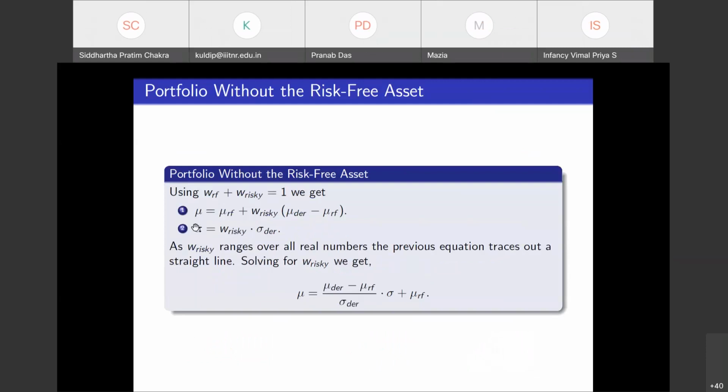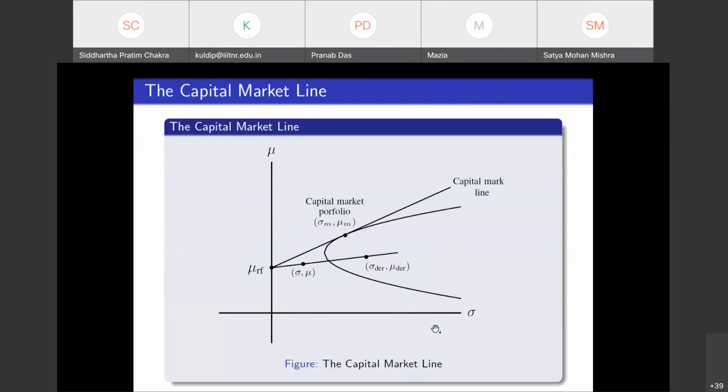Yes, so you can actually eliminate W risky now, and then what you get? You get mu is equal to mu dir minus mu RF over sigma dir into sigma plus mu RF. So now you have got a relation which connects mu and sigma, and graphically it looks like this. Now I want to make a very important point here.